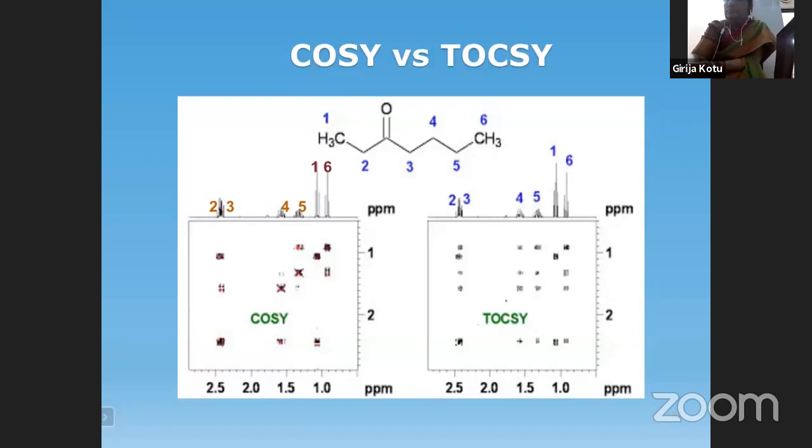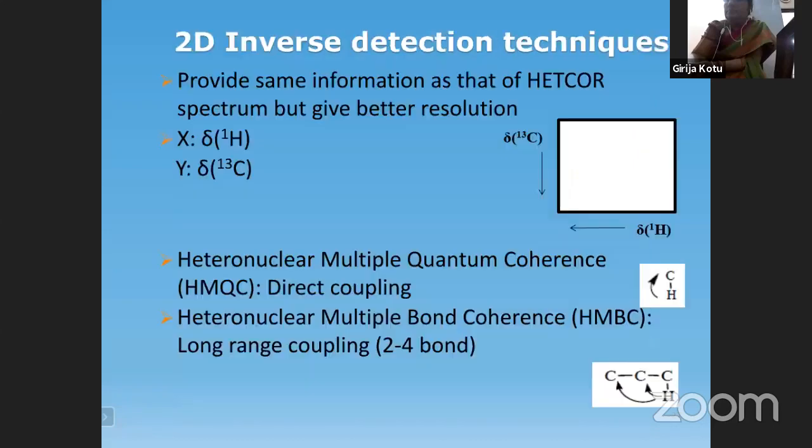But in TOCSY, 3 will have three connectivities, one to 4, another to 5, and another to 6. Similarly, 4 will have connectivity to 3, 5, and 6, and so on. This is what TOCSY is.